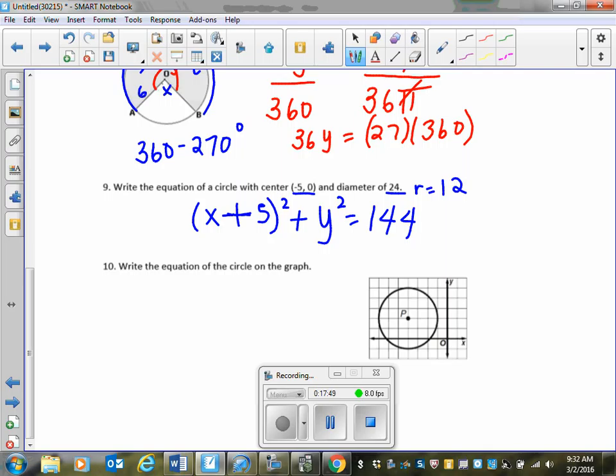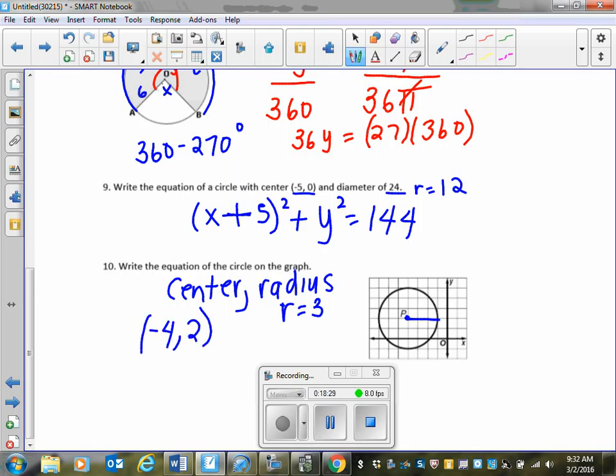All right, the last one is write the equation of the graph of the circle. So to write the equation of a circle, I need to know the center and I need to know the radius. Since it's already graphed, I can find, okay, this is the distance. 1, 2, 3, radius is 3. The center is this coordinate here. So I'm going to the left, 1, 2, 3, 4, then 1, 2. So -4 and 2. All you do is plug those numbers into your equation.